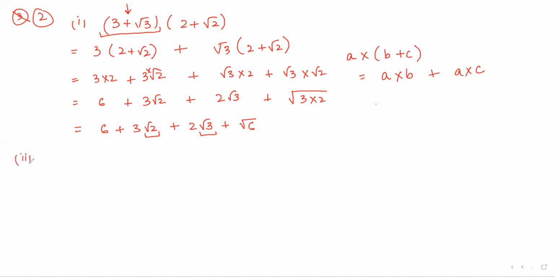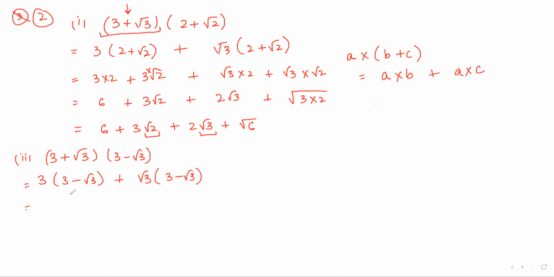Now second part. Now I have 3 plus under root 3 into 3 minus under root 3. Okay. So it can be done both ways. First of all, you can do it like this. Again, 3, then multiply with the second bracket and then plus. So under root 3 multiplied with the second bracket. Clear?